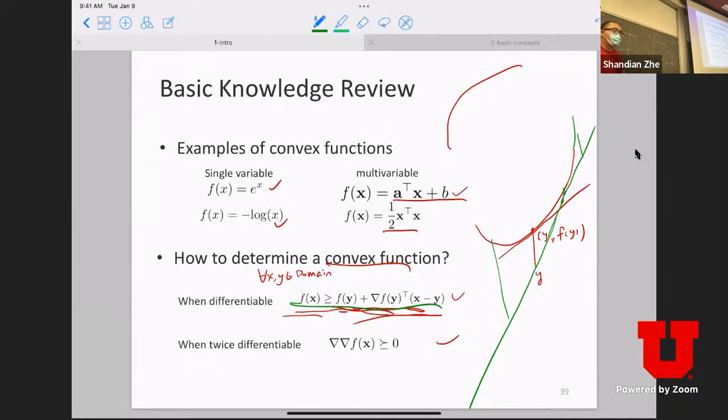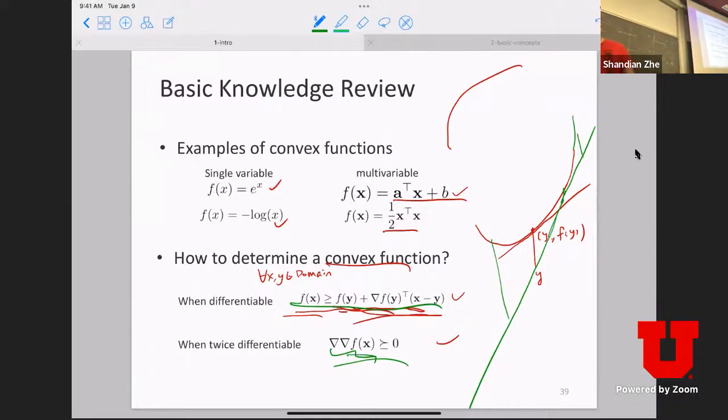And the second commonly used checking condition is to take the Hessian. Calculate the second order derivative, which is the Hessian matrix. If you can show that the Hessian matrix is positive semi-definite, then it is convex as well. But as to why, this needs a little bit of analysis techniques. We won't cover it here, but just to give you a sense.